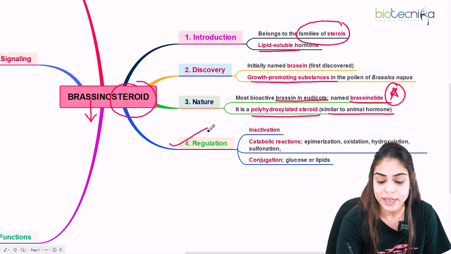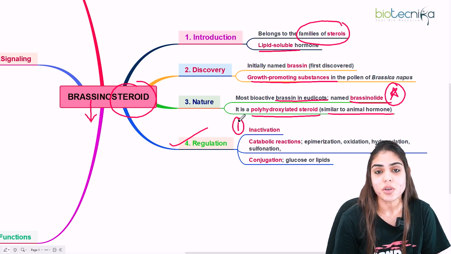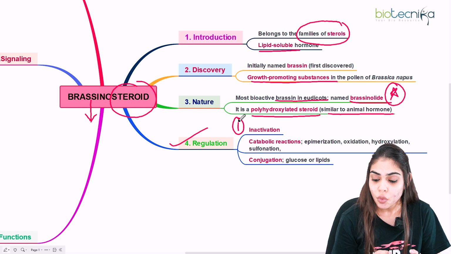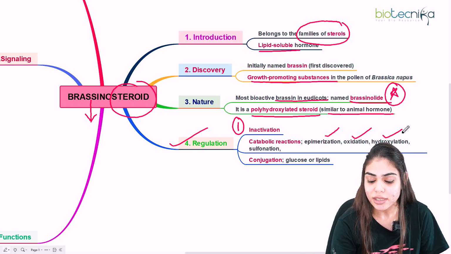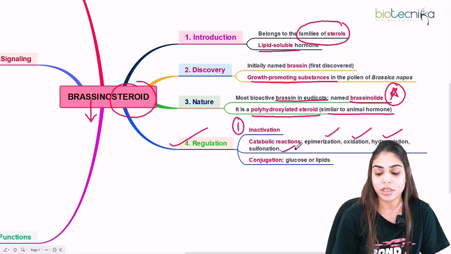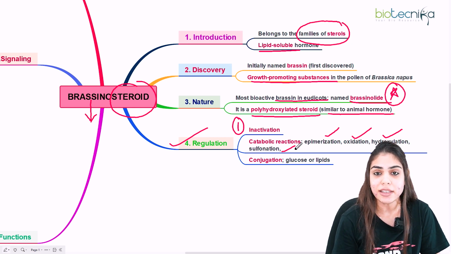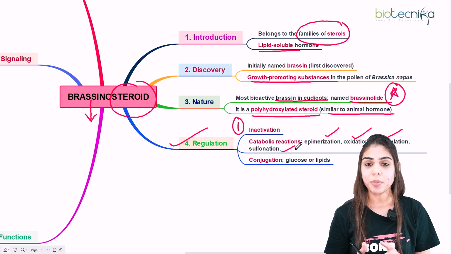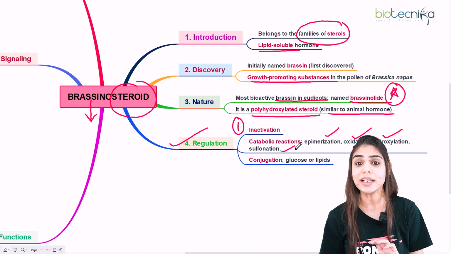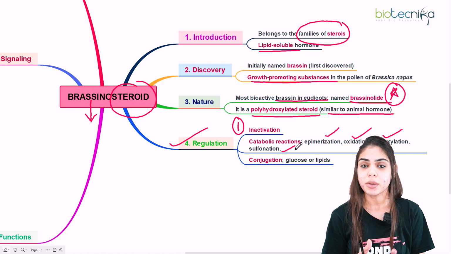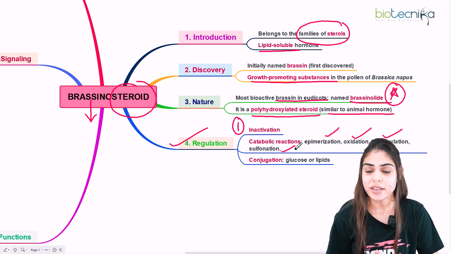The first is inactivation, where brassinosteroid is inactivated by some means. The second mechanism is catabolic reactions, which include epimerization, oxidation, hydroxylation as well as sulfonation. So what happens in epimerization? Epimerization is a process in which there is a change in the configuration around a single carbon in the structure of brassinosteroid.